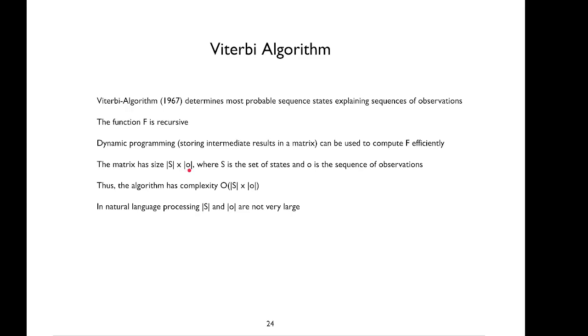So we're using dynamic programming, storing intermediate results to compute f efficiently, in a matrix of size number of states times number of observations. An important thing is that in natural language processing, S and O are typically not very large. How long is the longest sentence you can imagine? There are, of course, funny examples in literature of whole books that run pages and pages in one sentence. But typically a sentence is quite short; 10 words, 20 words, 50 words will already be a very long sentence. And how many different states do we have? Maybe a handful. So those two numbers are very low, and that makes this algorithm quite attractive.